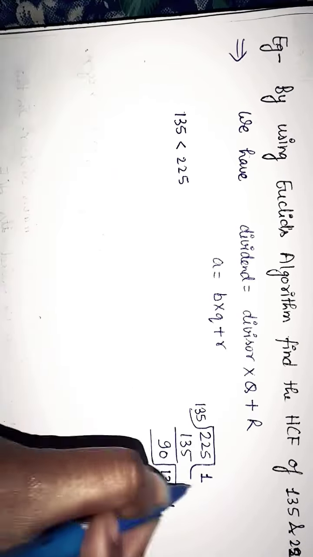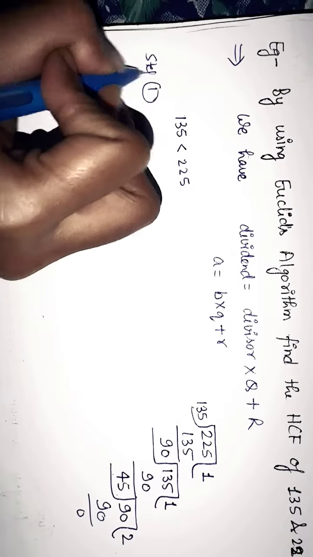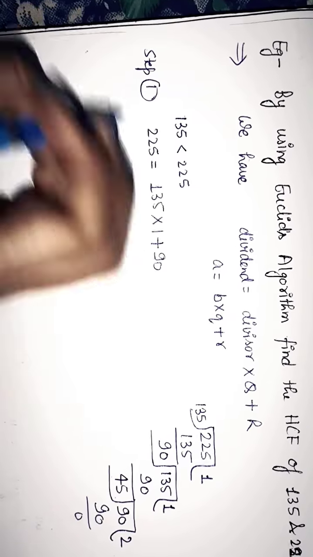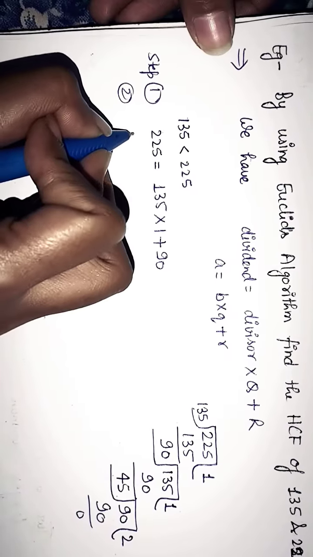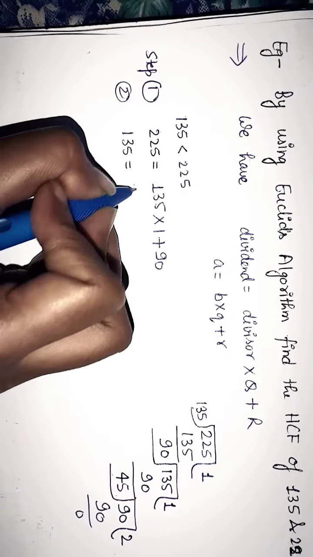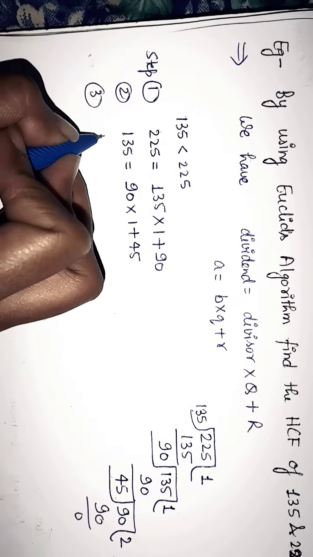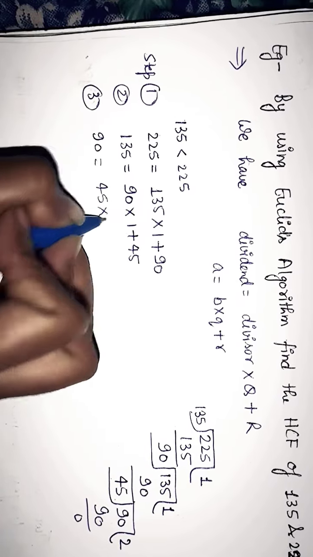So in the first step we have 225 equals 135 into 1 plus 90. And in the second step we have 135 equals 90 into 1 plus 45. In the third step we have 90 equals 45 into 2 plus 0.